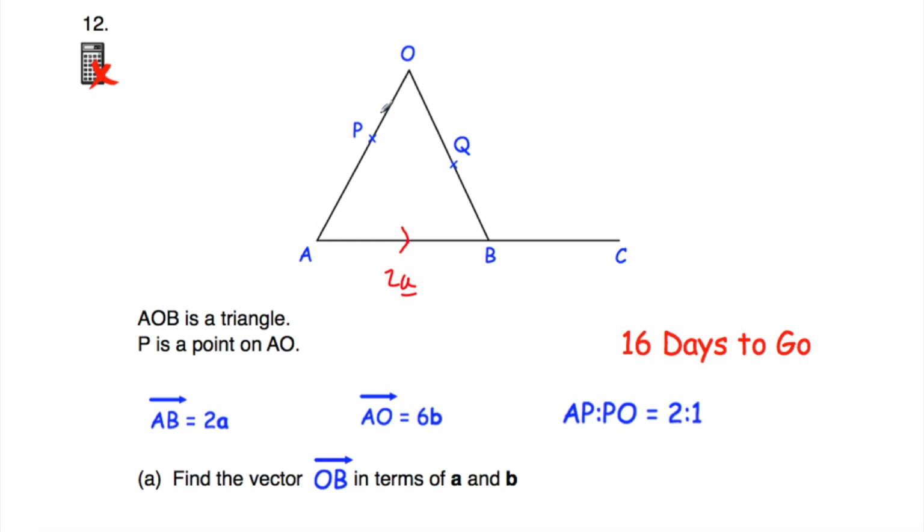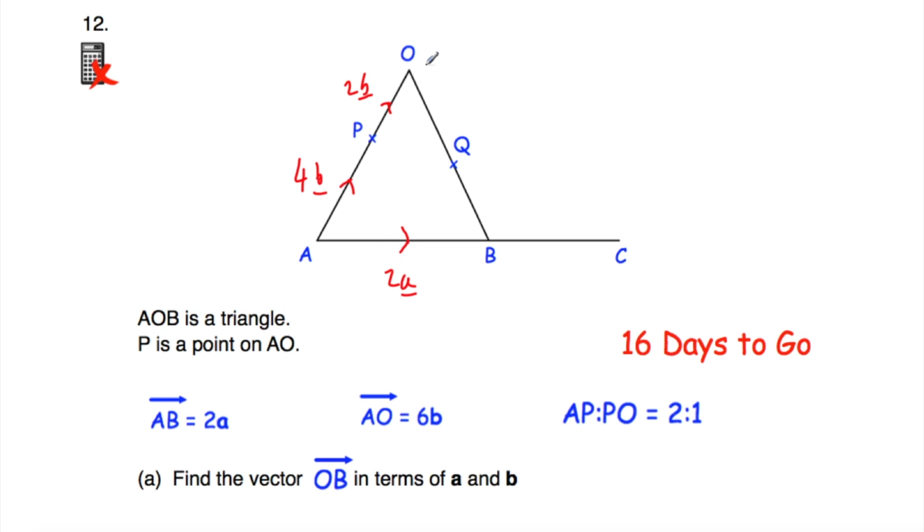Now, if AO, the whole distance, is 6B, and this ratio is 2 to 1, that means that this part must be 4B, and this part must be 2B. If you share the 6 in the ratio 2 to 1, you'll get 4 to 2. Okay, and we've been asked to find the vector OB. So from O to B.